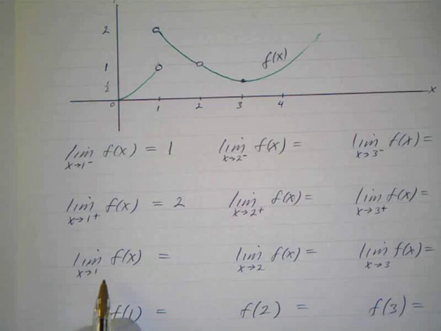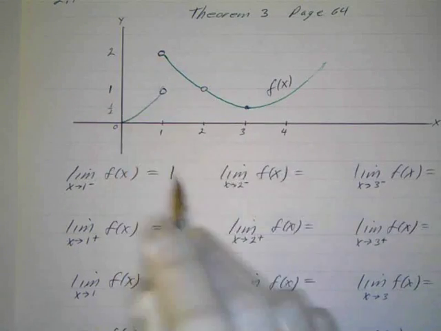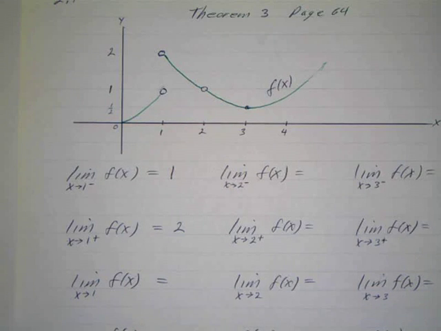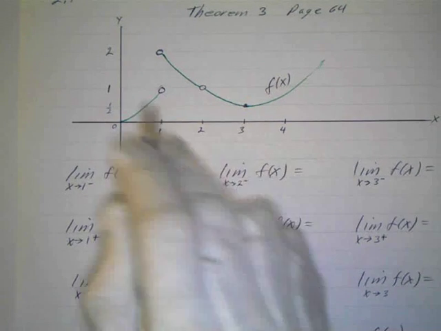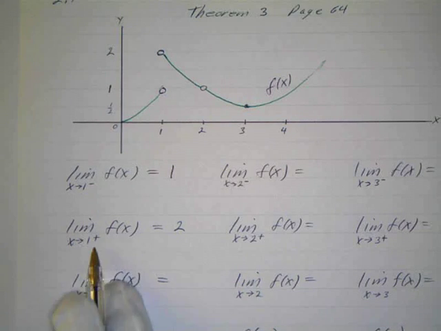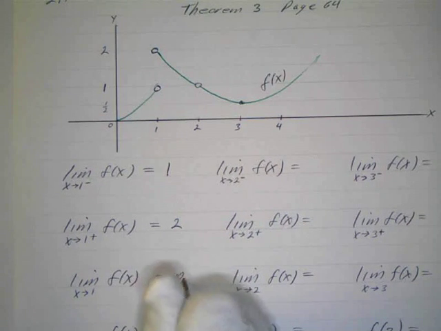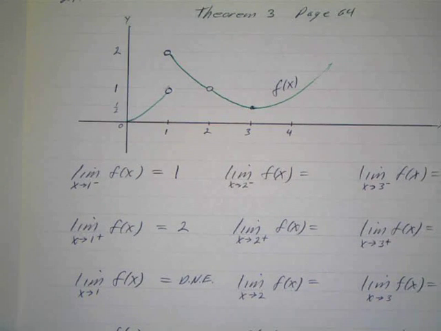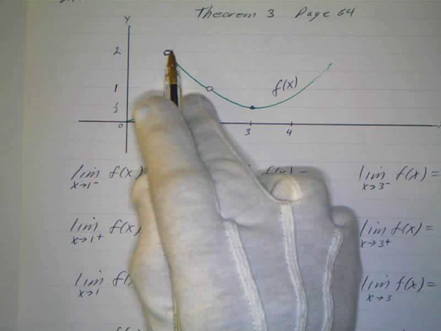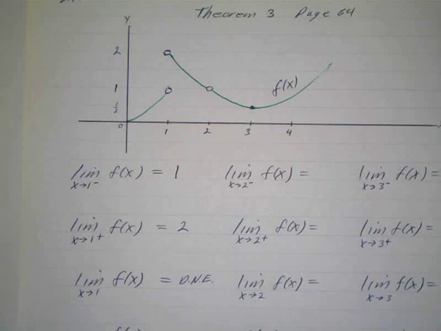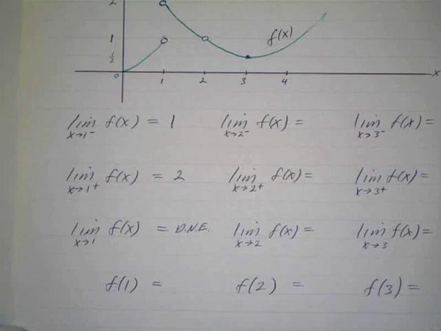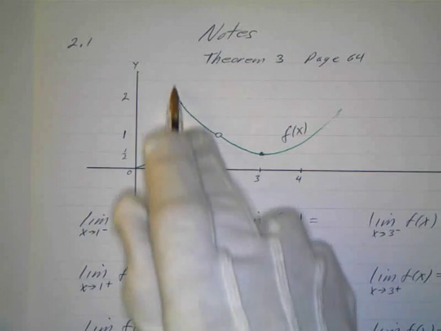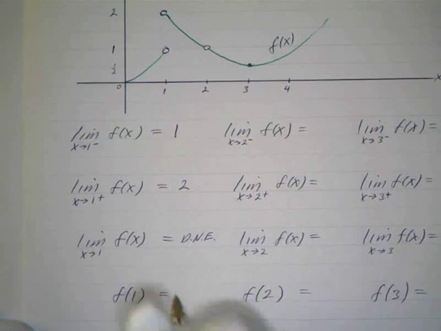So what's the limit as x approaches 1? Is it 1 or is it 2? Well, we can't make up our mind. That's actually neither. It does not exist, because the left limit doesn't equal the right limit. So we would say that the limit does not exist. All right? So we have a left limit and a right limit, but if they're not the same, the limit does not exist. Does the function have a value at 1? What is f of 1? Well, no, I don't have any values over here, so f of 1 does not exist.